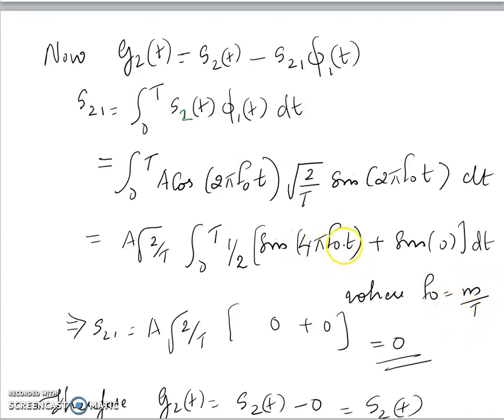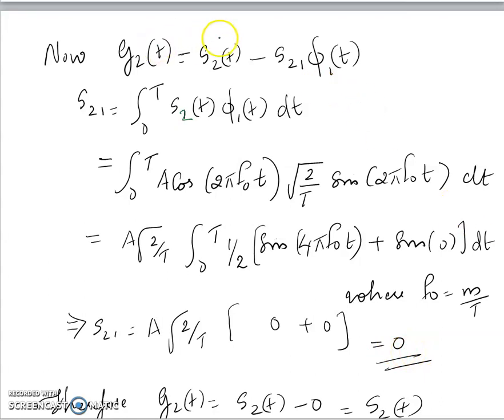So when you do the integration and apply the limit from 0 to T, what you get is a multiple of 2 pi or a multiple of 4 pi, and here you will have 0. That is, the lower limit is 0, the upper limit is T. So when you substitute the upper limit T, you get T and f0 is n pi T. So T will cancel out, you will get a multiple of 4 pi m. So when you apply the limit, you will get the value as 0. So S21 will be equal to A into root of 2 by T into 0. Okay, so here the coefficient S21 will be equal to 0.